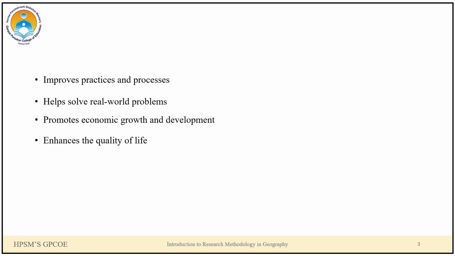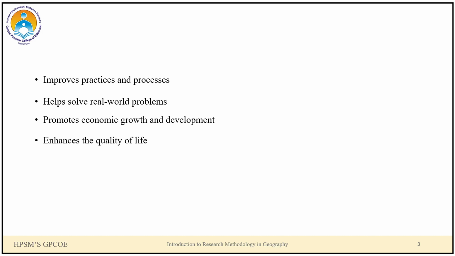It improves practice and processes. Now, research can identify new opportunities for innovations and help improve practice and processes in various fields such as healthcare, education, businesses, etc. It helps to solve real-world problems. Research provides insight into the causes and factors that contribute to social, economic, and environmental problems and helps identify effective solutions. It helps to promote economic growth and development.